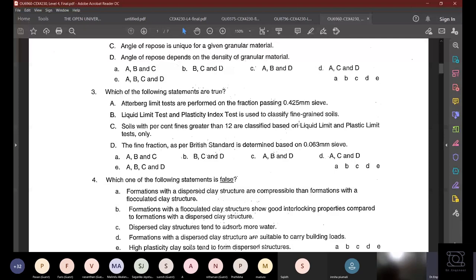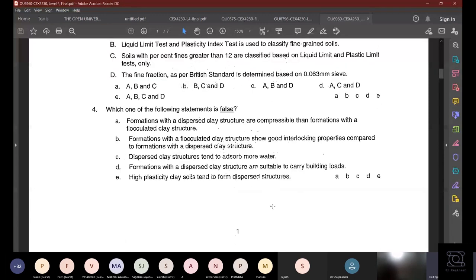So again, statement 4, right? Here there are two certain states of clay. One is dispersed clay structure and flocculated clay structure. Google this, you can find what are those, right? And I'll give the answer for this one. Question number 3, C statement is correct.